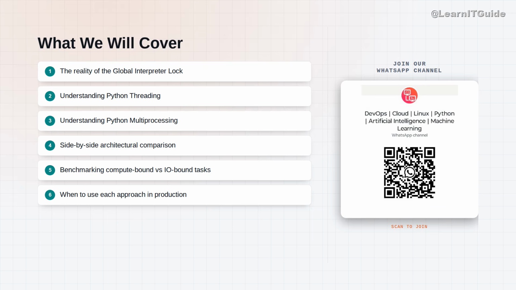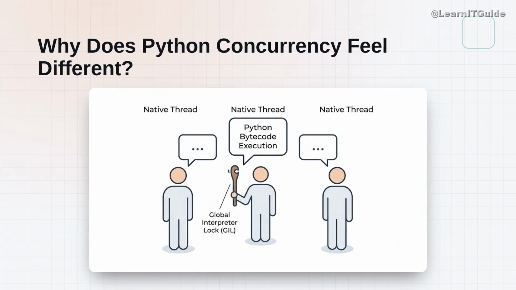Let us get started. So why does Python concurrency feel different than other languages? It comes down to the Global Interpreter Lock, or GIL. Imagine a meeting room where there are 10 engineers, but only one talking stick. Even if everyone has great ideas, only the person holding the stick can speak. That is exactly how the GIL works. It is a lock that ensures only one thread executes Python bytecode at any given moment. This keeps the memory management safe, but it means your CPU-bound Python threads are not actually running in parallel.